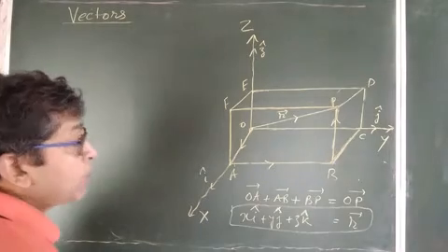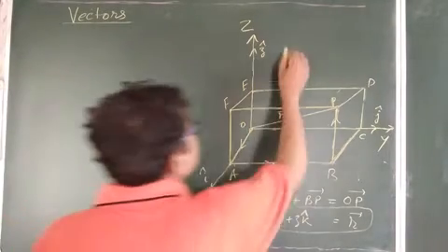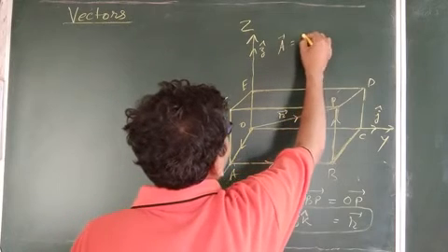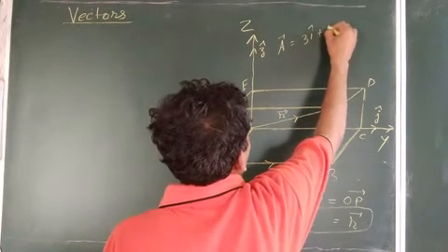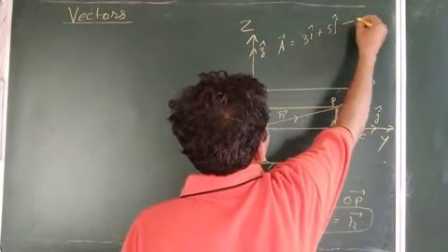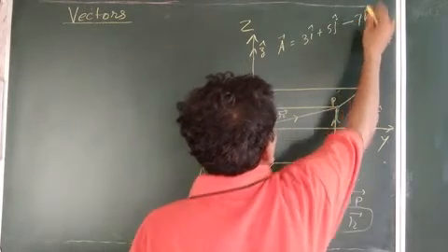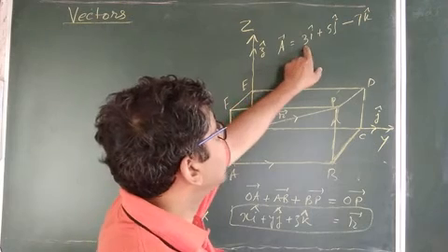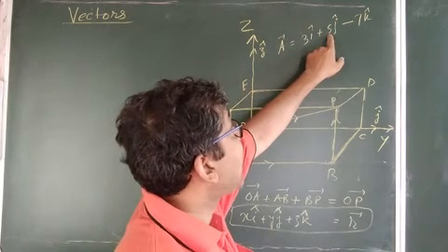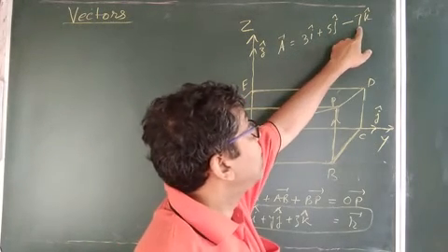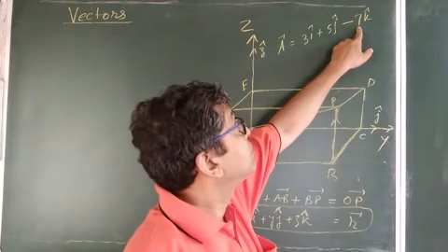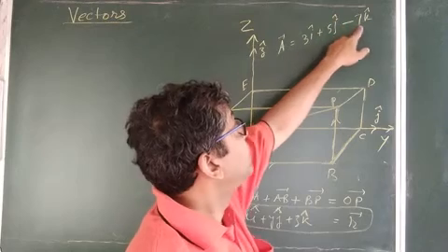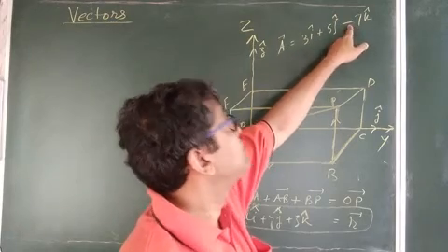In numerical problems later, you will see like this one, a vector A is equal to 3 i cap plus 5 j cap minus 7 k cap. That means you move by 3 units along x axis, by 5 units along y axis, and by 7 units along negative z axis.